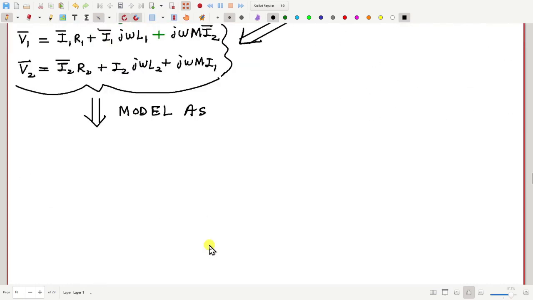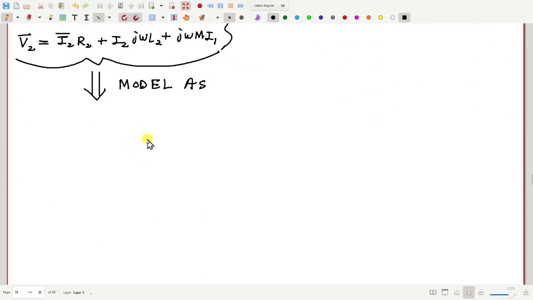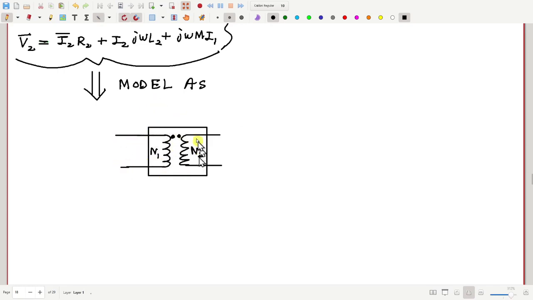So I will take an ideal transformer with the same turns ratio N1, N2, dot, dot. Now, this ideal transformer together with some impedances, connected in a particular fashion like this.